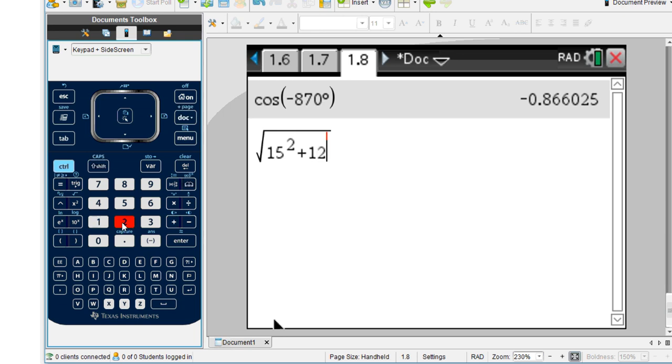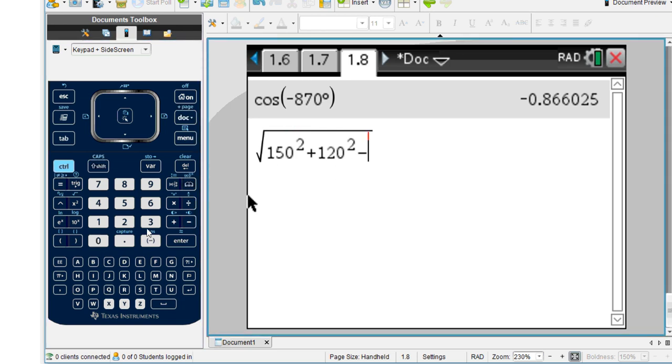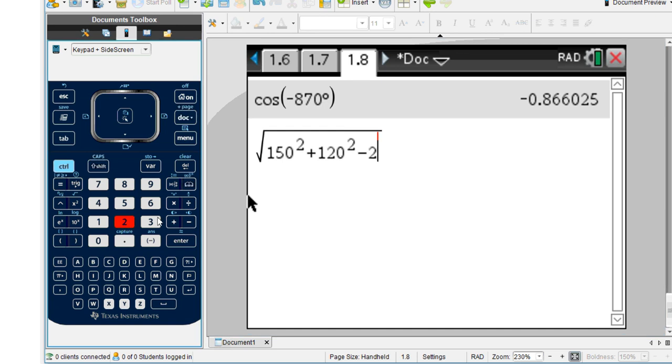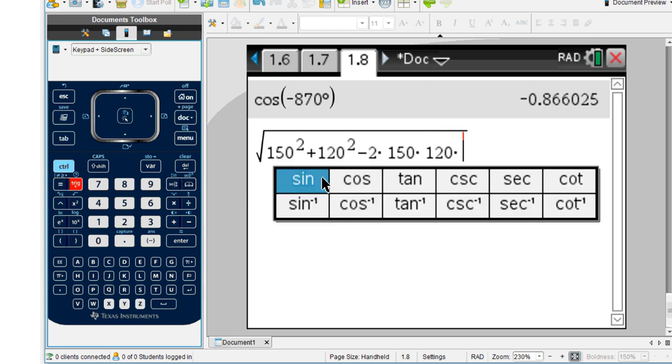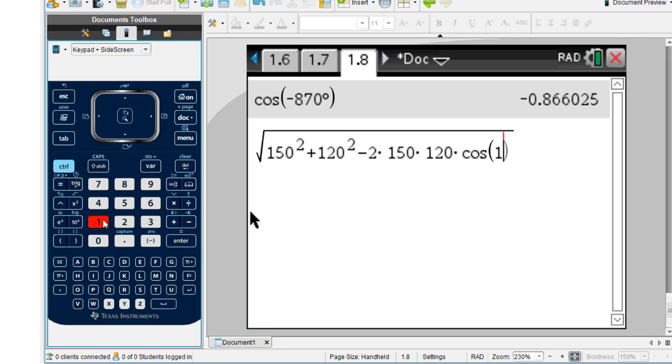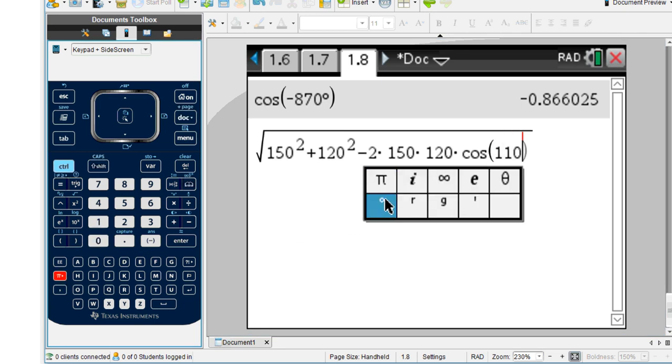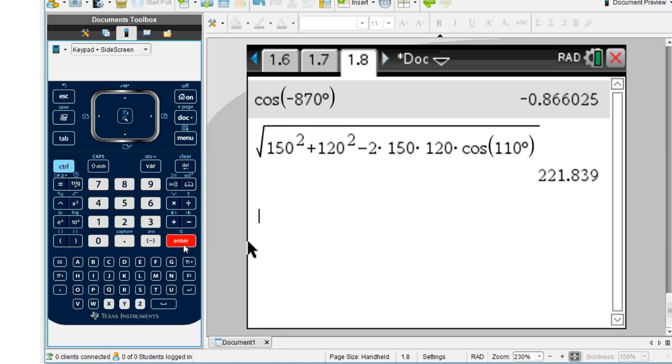plus 120 squared minus, oops, that should be 150 squared minus 2 times 150 times 120 times cosine 110 degrees. And so we get 221.839.